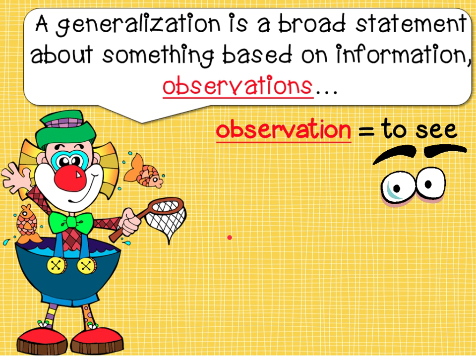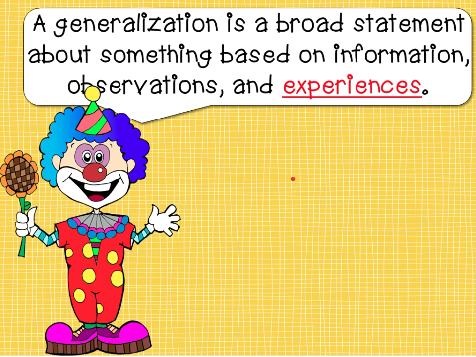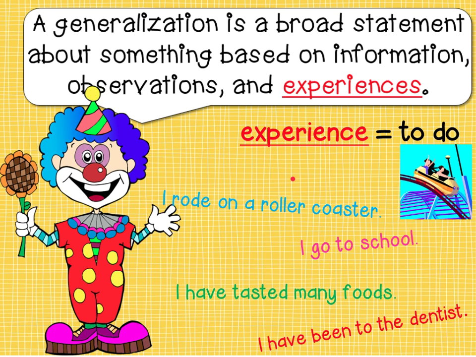Observations, these are things that we see, or things that you notice. So you see that your bedroom is messy, or you see what other people eat and don't eat. You see people are walking to stay in shape. So like I said, observations are things to see. Make sure that you put that in your notes. And also experiences are things that you do. Like you went to the fair, you rode on a roller coaster, you go to school, those kinds of different things.